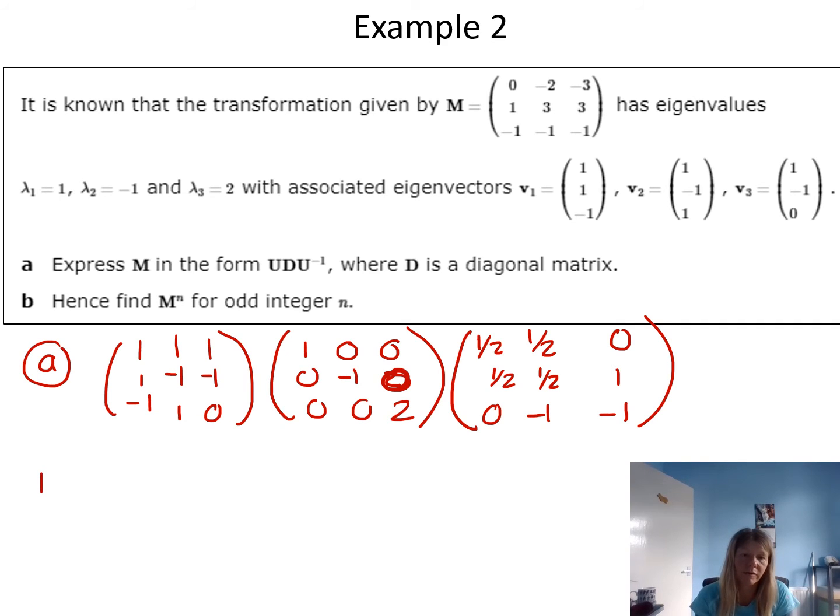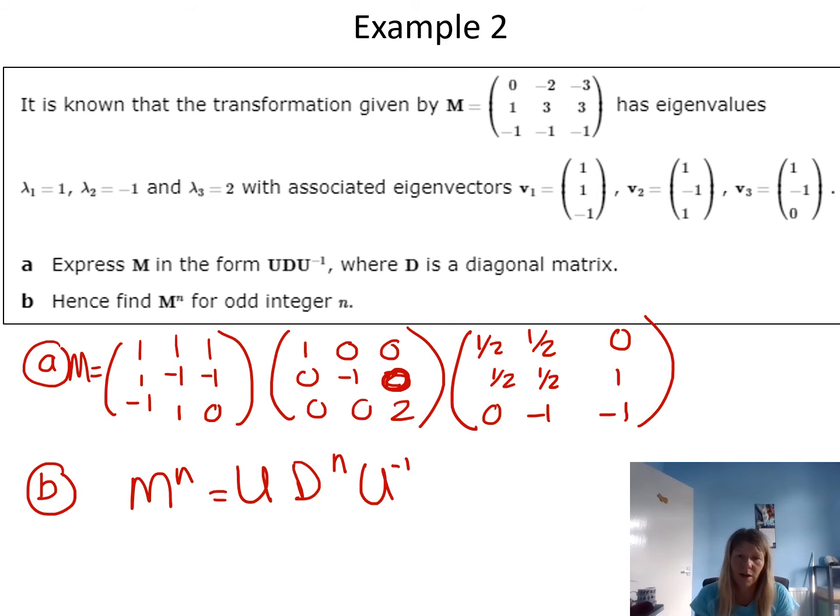But it's not all over because they want M to the n. So M to the n will be our U, that's that thing, our D to the power n, and our U inverse, where n is odd. Right, off we go then. Let's write those out. So a bit more space. You might have to write small.